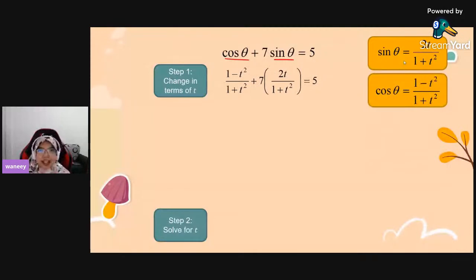I'll give you around 3 minutes to tell me what is the value of t. You need to find the value of t. So I'll give you 3 minutes, until 8.45.